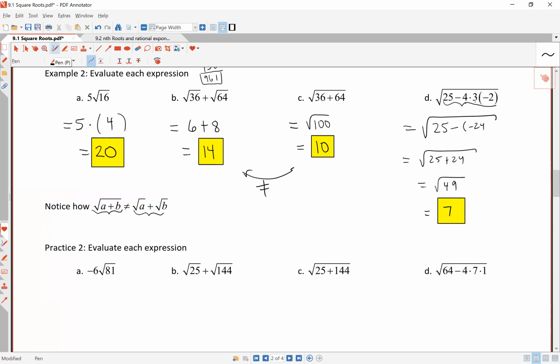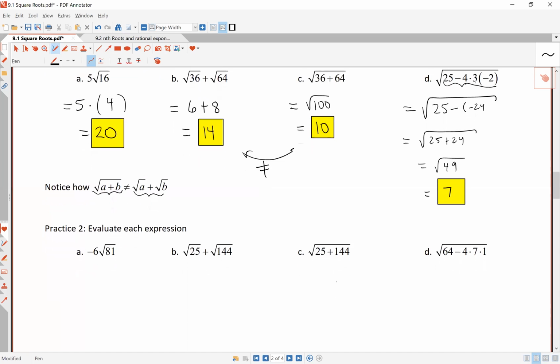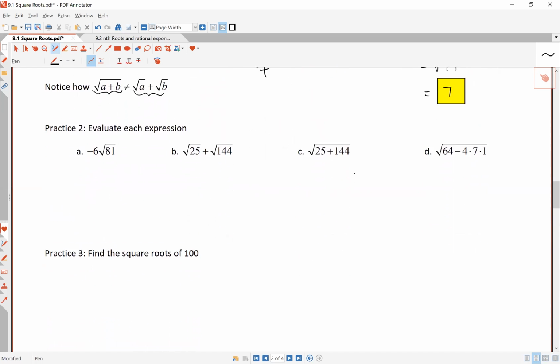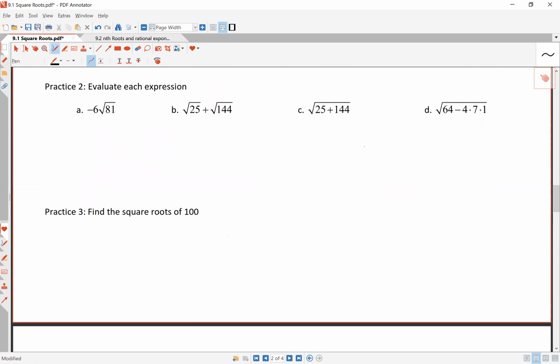And this leads us to your practice problem. I encourage you to press pause on your video and work out practice 2 and practice 3, and come back when you're ready to see the solution. Now that you've had a chance to work this out, I'll work this out with you.